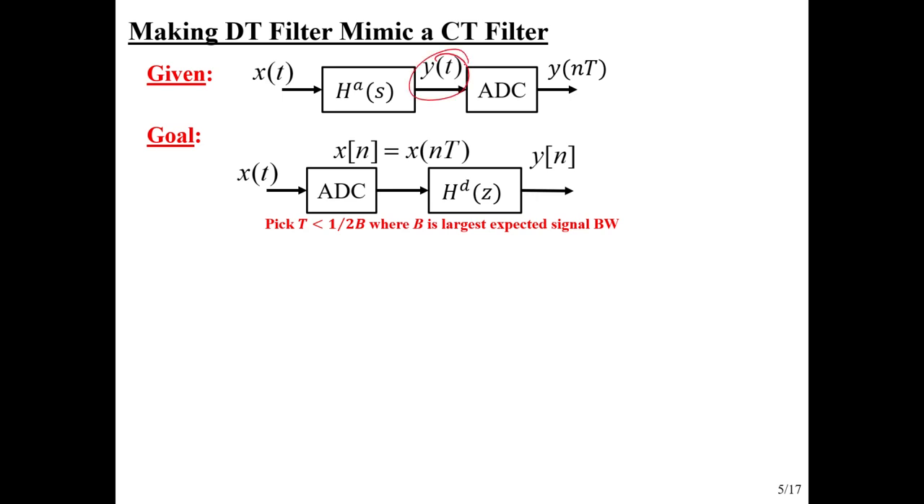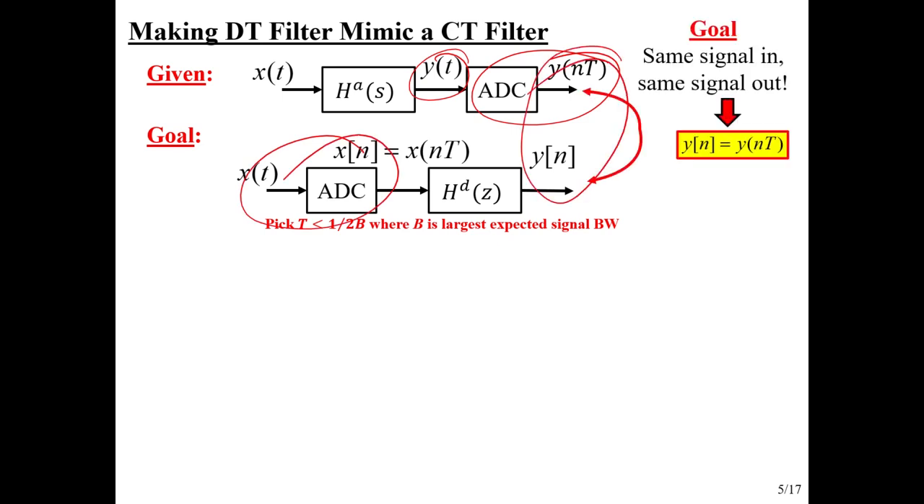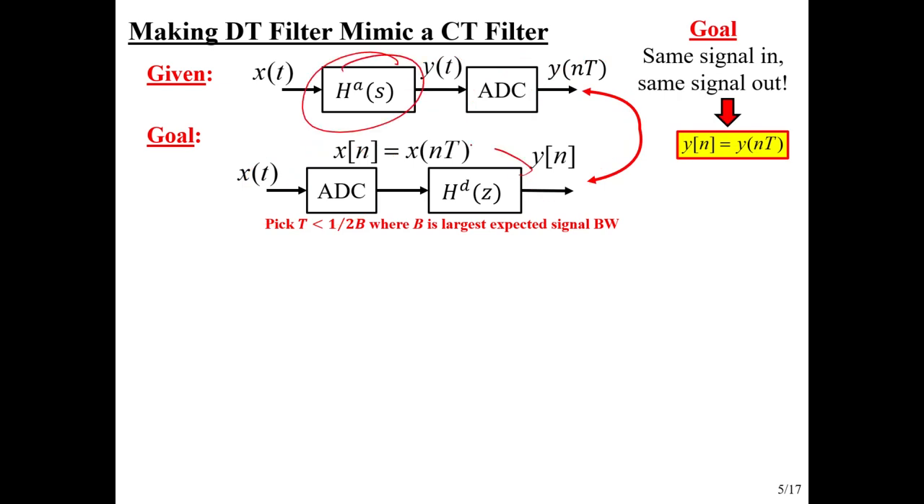I'm going to take this signal and sample it. I'm going to take this signal and sample, and we want these two things to be the same. That's our goal. Given this, choose this so that those two things are the same. Now, that may seem like a tall order, and it is actually. In fact, it's something that we can't make happen exactly. That's the challenge with this.